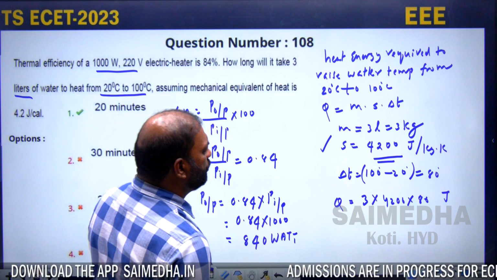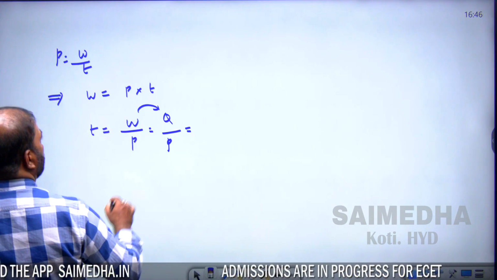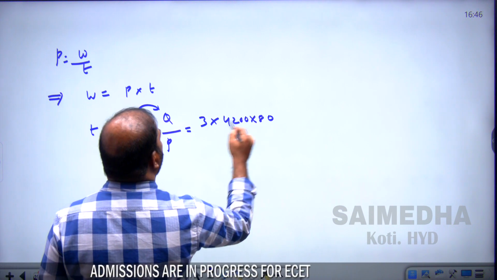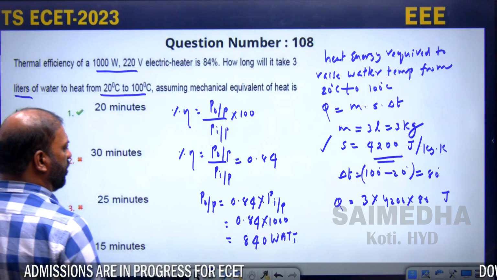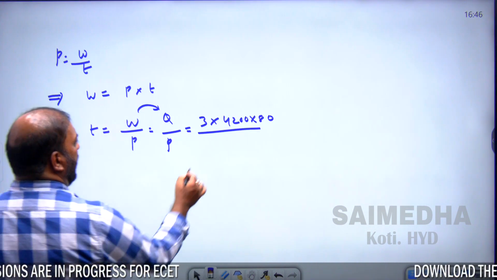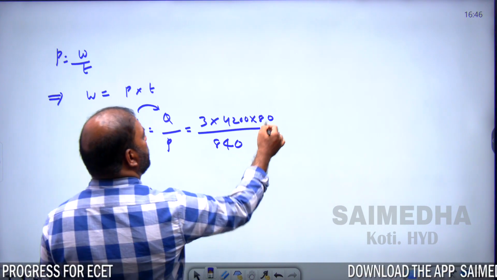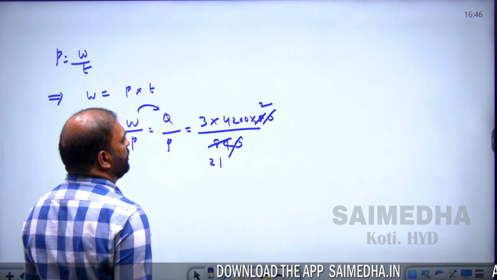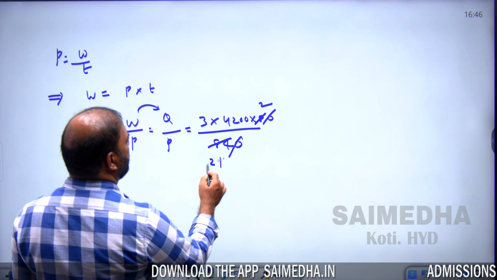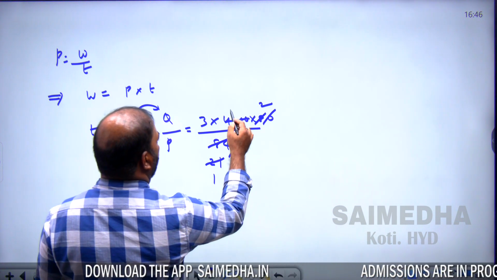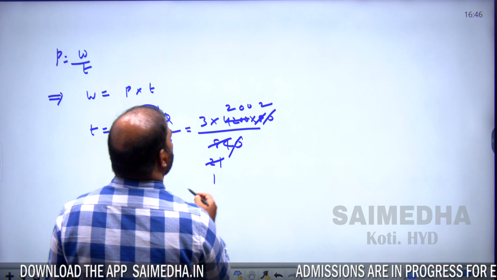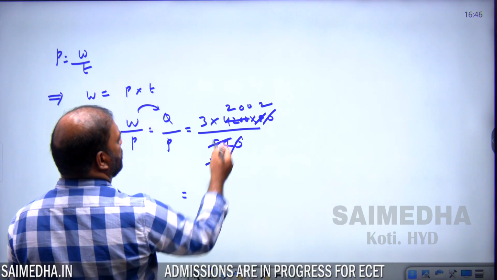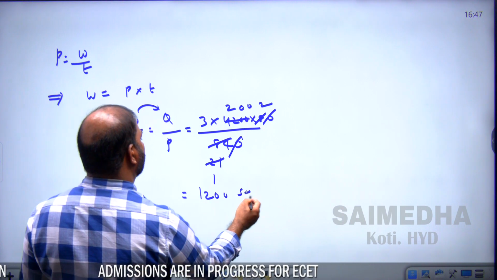Q is 3 into 4200 into 80, divided by, what about the output power? P means the output power is 840 watts. So simplify here, 0, 0 cancel. 4 2 ja 8, 4 2 ja 8, 4 1 ja 4 here. So 21, and here what happened? 2 into 3 is 6, 6 into 1200 seconds.